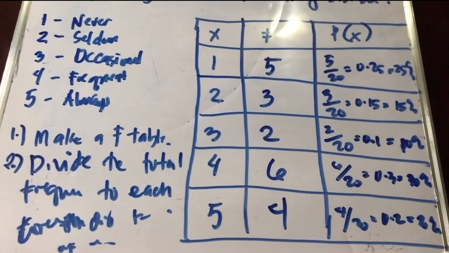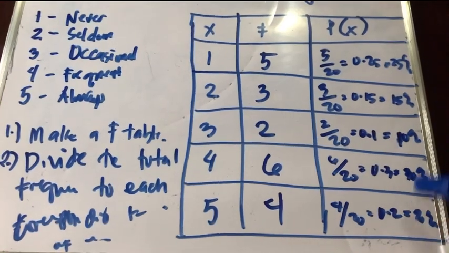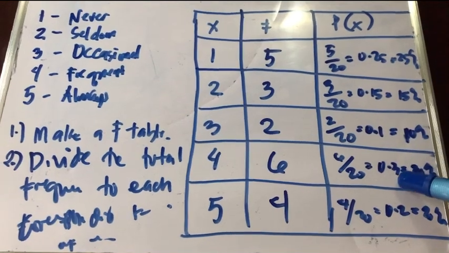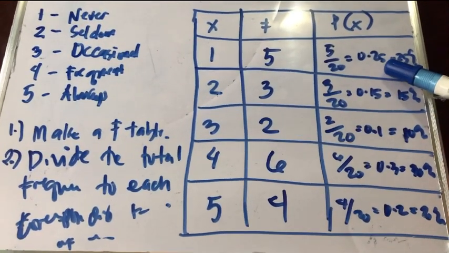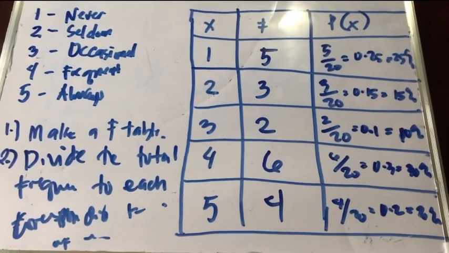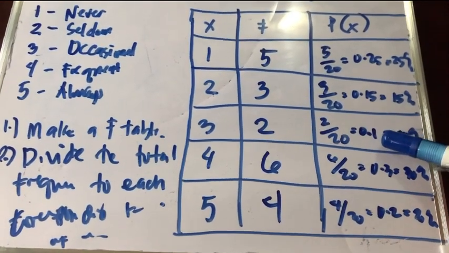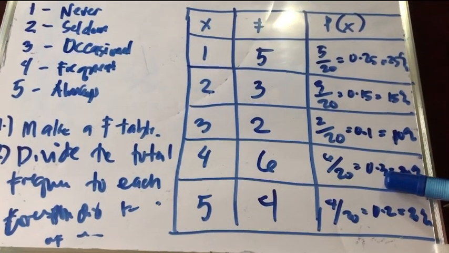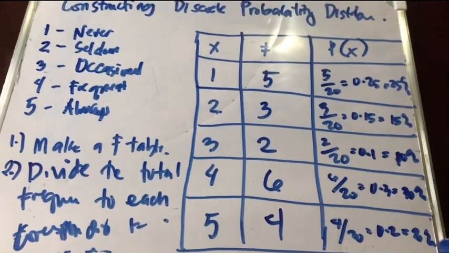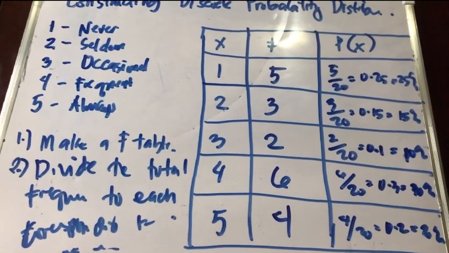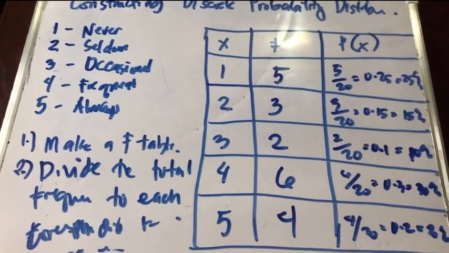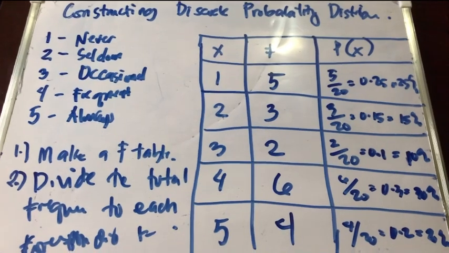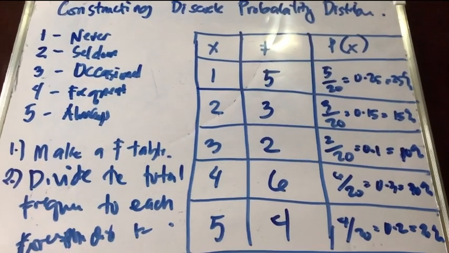The second condition is that the sum of all the probabilities should equal 1. So if we add all of them, it should equal 1. So 0.25 plus 0.15, that is 0.40, plus 0.10, that's 0.50, plus 0.30, that is 0.80, plus 0.20, that is 1. So we were able to satisfy the 2 conditions of a discrete probability distribution. The next thing is we are going to compute the mean, the standard deviation, and the variance of this given data.